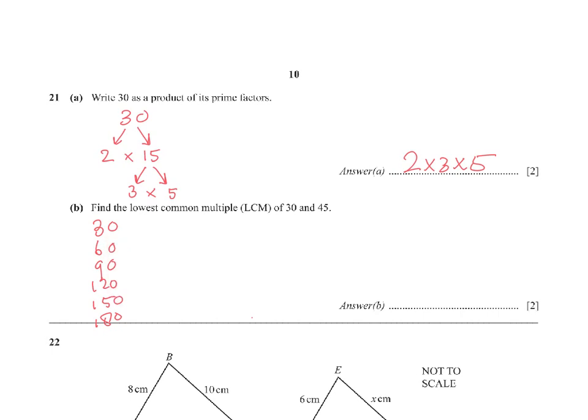I'm going to do the same for 45. And then I want to see some sort of common multiple. So 45, 90, 135. And I can stop already because I see that the lowest multiple they have in common, so the lowest common multiple is 90. So that is going to be the answer. There we go. 2 points.